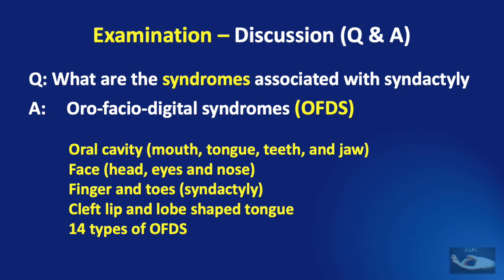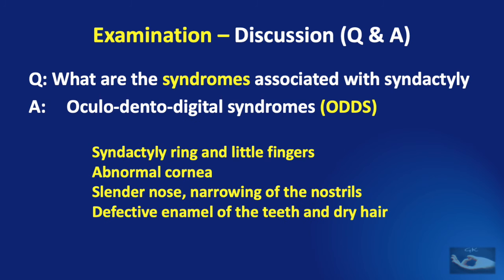As the name suggests, orofaciodigital syndromes involve the oral cavity, the face, the syndactyly of the fingers and toes, cleft lip and lobe-shaped tongue, and there have been around 14 types of OFD, that is orofaciodigital syndromes, identified. The oculodentodigital syndromes involve, along with the syndactyly of the ring and little fingers usually, abnormal cornea, slender nose with narrowing of the nostrils, and defective enamel of the teeth and dry hair.